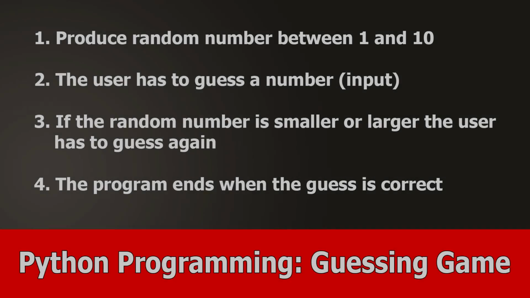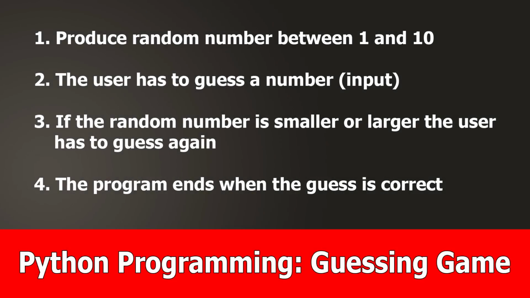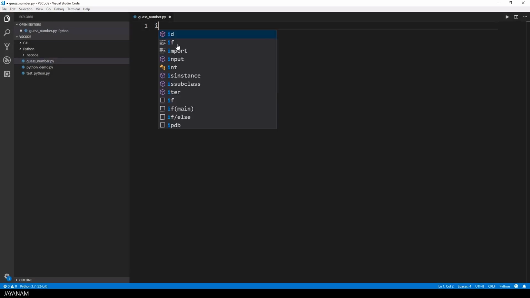This Python video for beginners is about a programming task to implement a simple algorithm. A number between 1 and 10 should be generated and the user has to guess the number. If the generated number is smaller or larger than the guess, it should be printed out and the user has to guess again till the correct number is found. Okay, that's the task. Now let's do this using VS Code and Python.